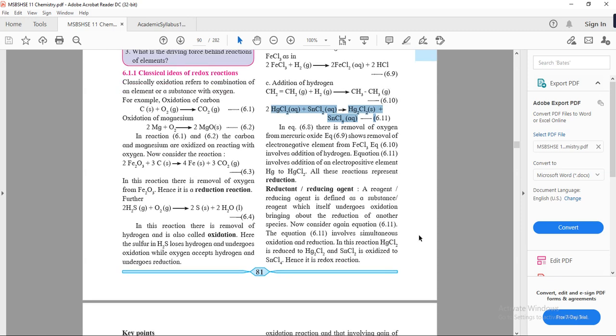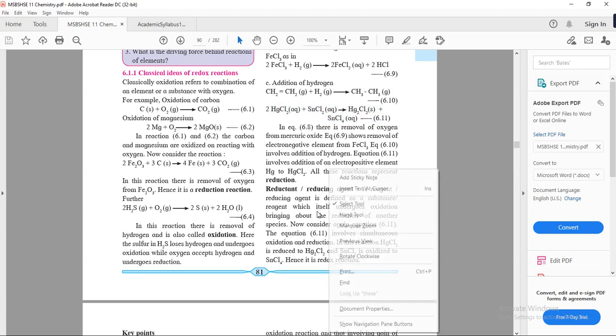In this equation, both reactions are taking place simultaneously, oxidation and reduction. HgCl2 is reduced. Mercury chloride is getting reduced here. And SnCl2 is getting oxidized. So hence the reaction is what? Redox reaction. Okay.